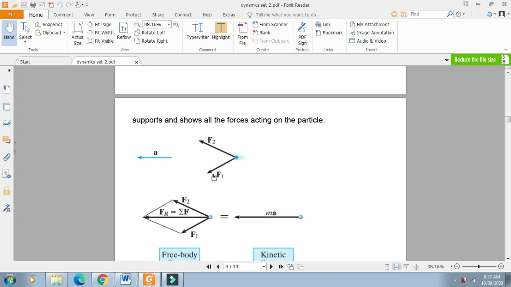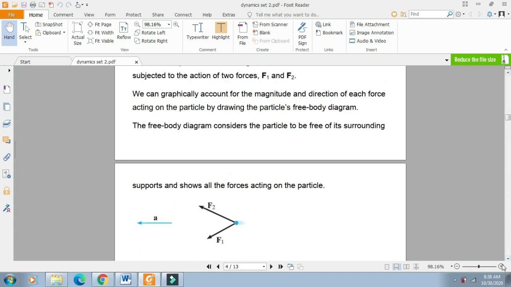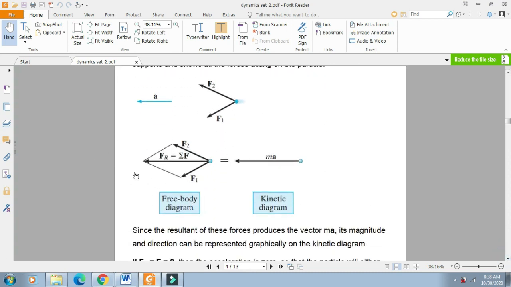When we are drawing the force vectors and the resultant, it is a free body diagram. The free body diagram, as the students know, is the diagram which consists of particles and shows the forces on the particles, which is assumed to be free of the surrounding supports. In addition to the force vector, we have the acceleration vector. The resultant force in the horizontal direction results in acceleration in the same direction. When the acceleration vector is drawn, it is termed a kinetic diagram.